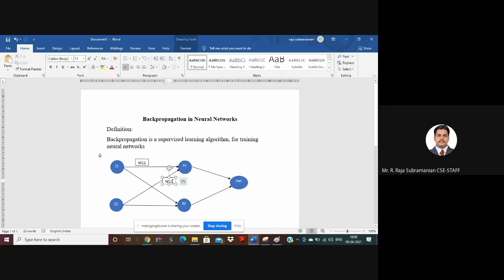Okay, this is W21, and this is W12. These weights we are going to calculate now, and we are going to understand how the backpropagation network is going to use them and increase the accuracy. We are going to see that.